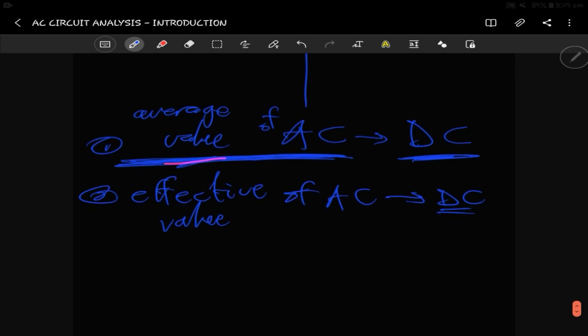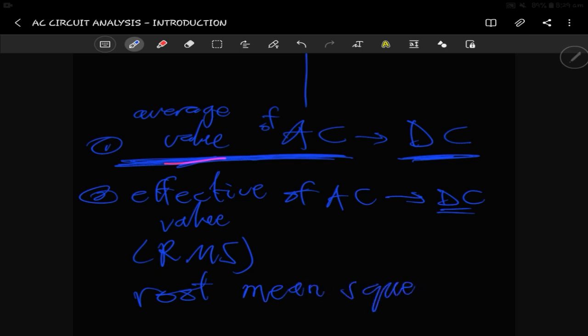But then the effective value, or at times we say RMS, the RMS basically means root mean square value. What the RMS says is that if you have an AC quantity and you are able to find the effective value or the RMS value of that AC quantity and get a DC, this will happen.